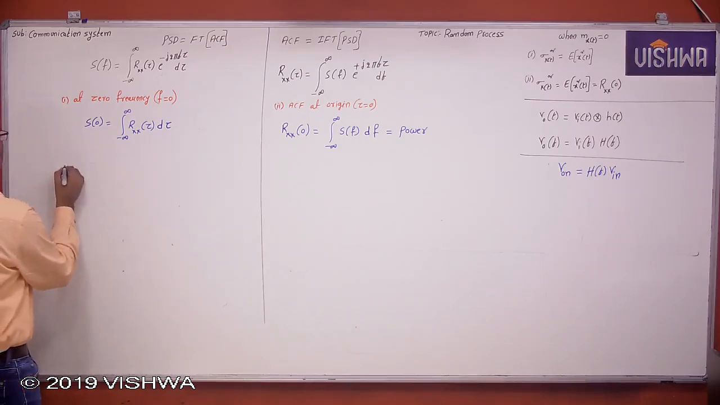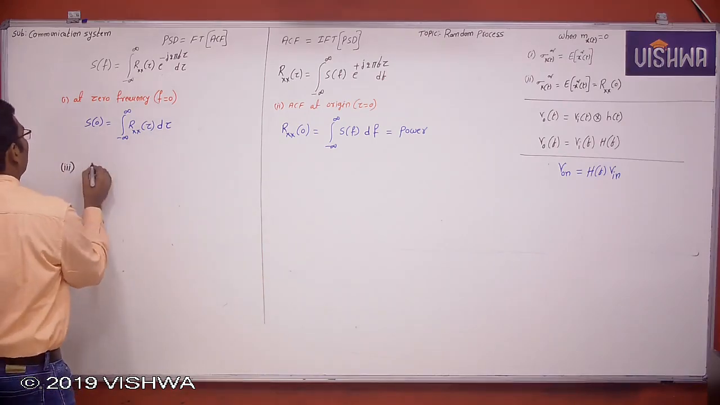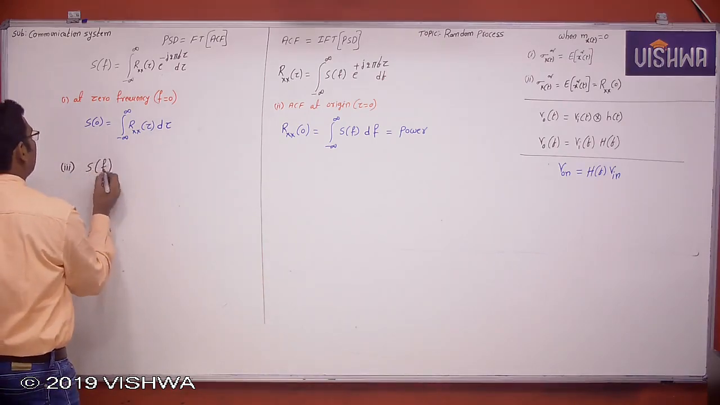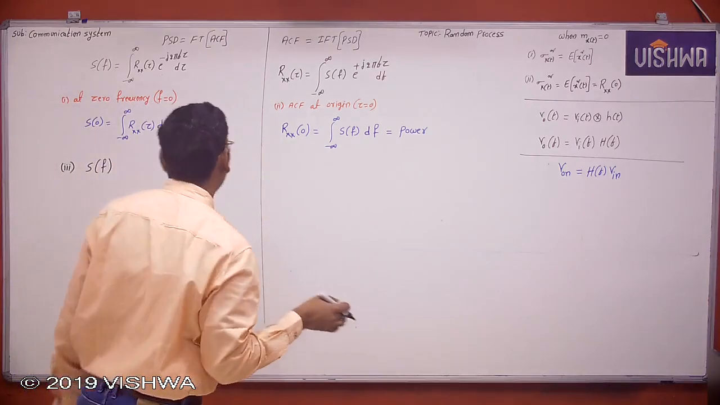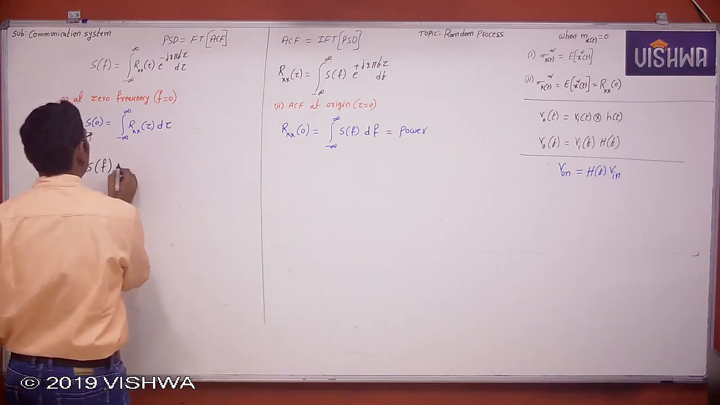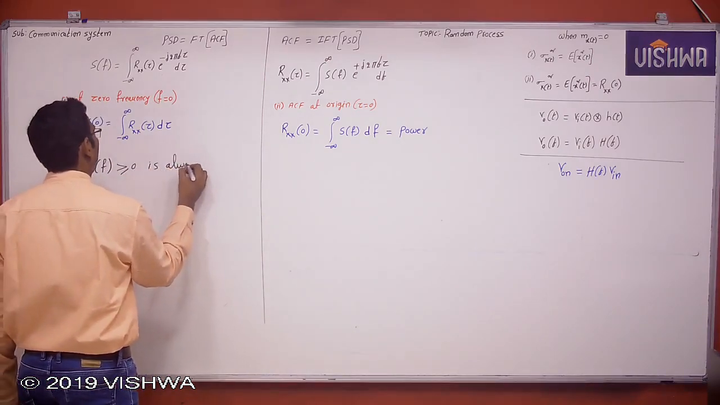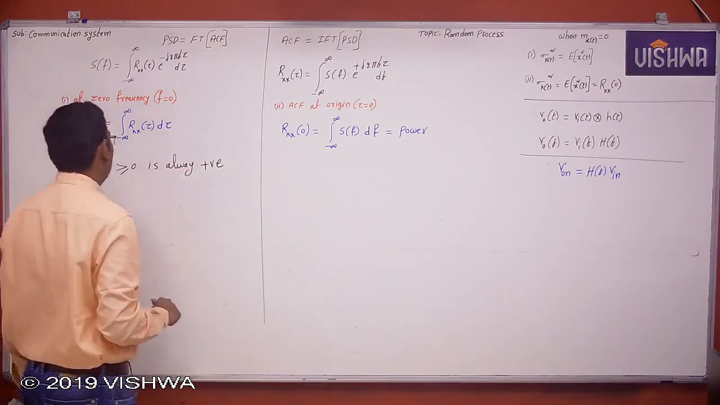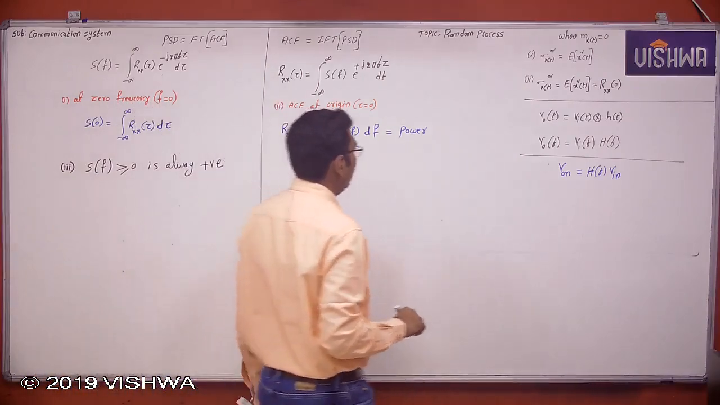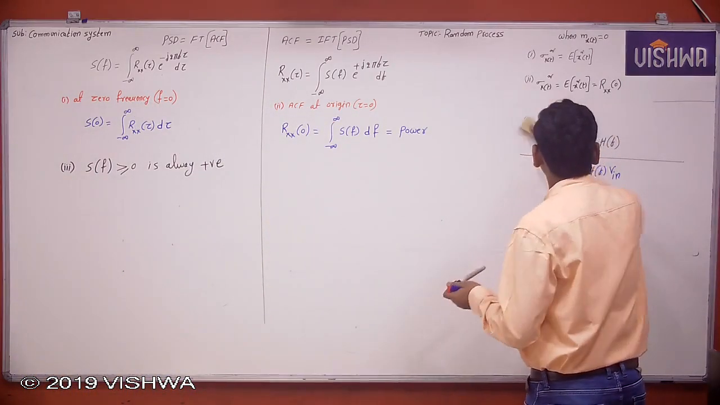Right? Now, the power spectral density is a power over a frequency range. Practically all are positive frequencies, so the power spectral density is always positive, practically. Okay. Now we have one more relation here. Let us take that relation also.